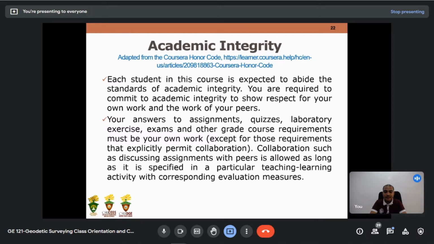Now, collaboration such as discussing assignments with peers is allowed as long as it is specified in a particular teaching learning activity with corresponding evaluation measures. No? So dapat ang inyong answer sa inyong activities or graded activities must be your own work, no? Except kung ingon mo sa inyong instructor na you are allowed to collaborate, no, or to brainstorm so that you can makabuo mo og isa ka output na mas nindot, okay, no? Pero kung kanang individual na activity such as quizzes and exams, so you need to do it on your own.